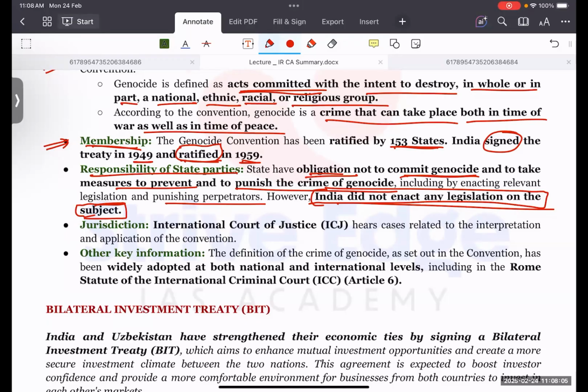So we are a signatory, yes. We have ratified the convention, yes. But we do not have any legislation on this subject in India. That is true. Then jurisdiction.